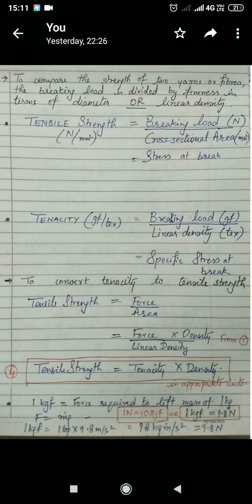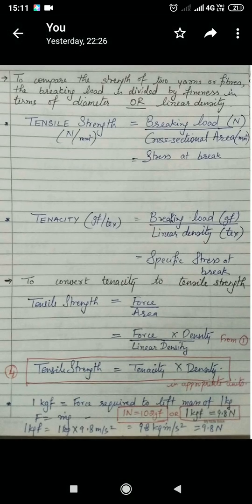Whenever we calculate tensile strength, it is basically breaking load upon cross-sectional area of the fiber or yarn. Tenacity is defined as breaking load divided by linear density in tex or denier.